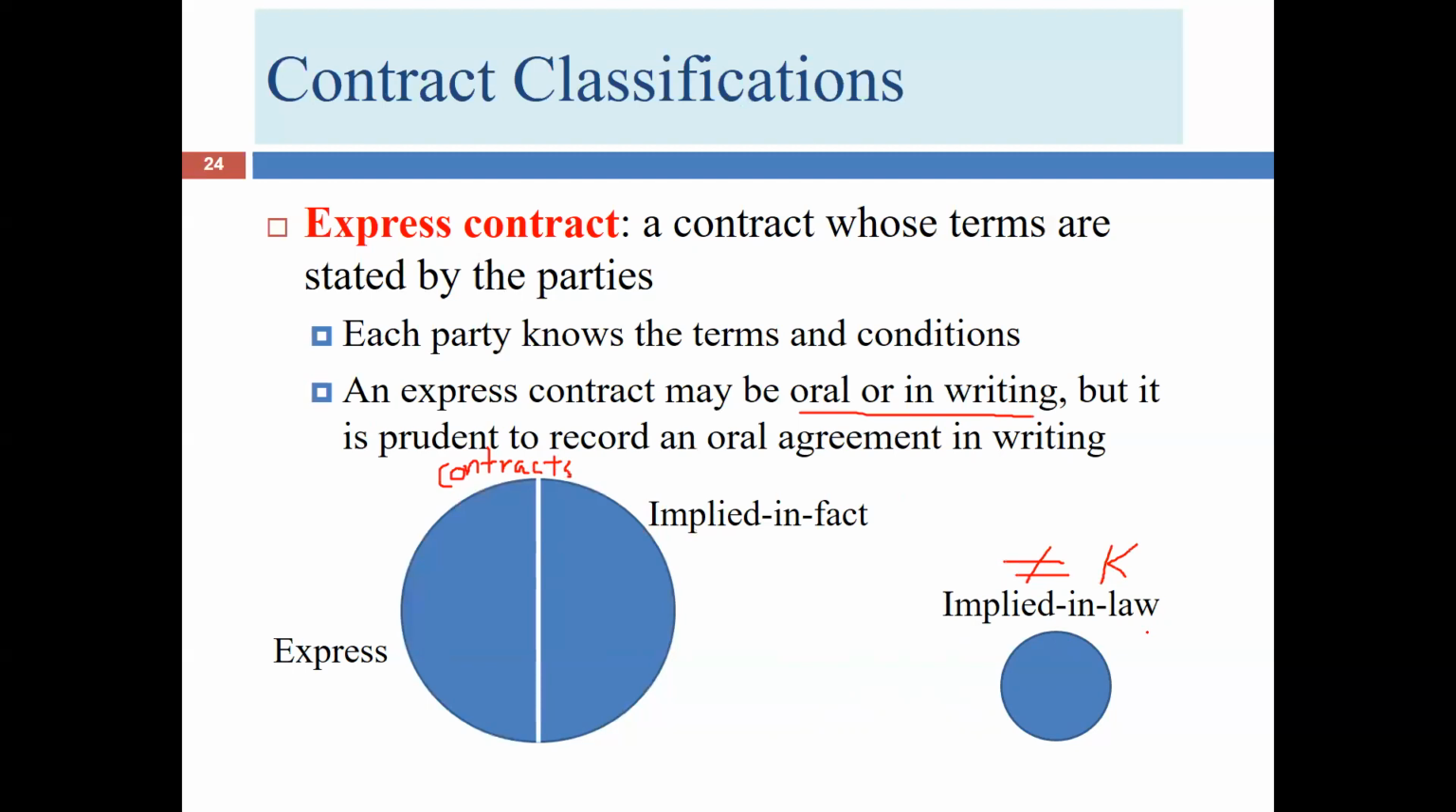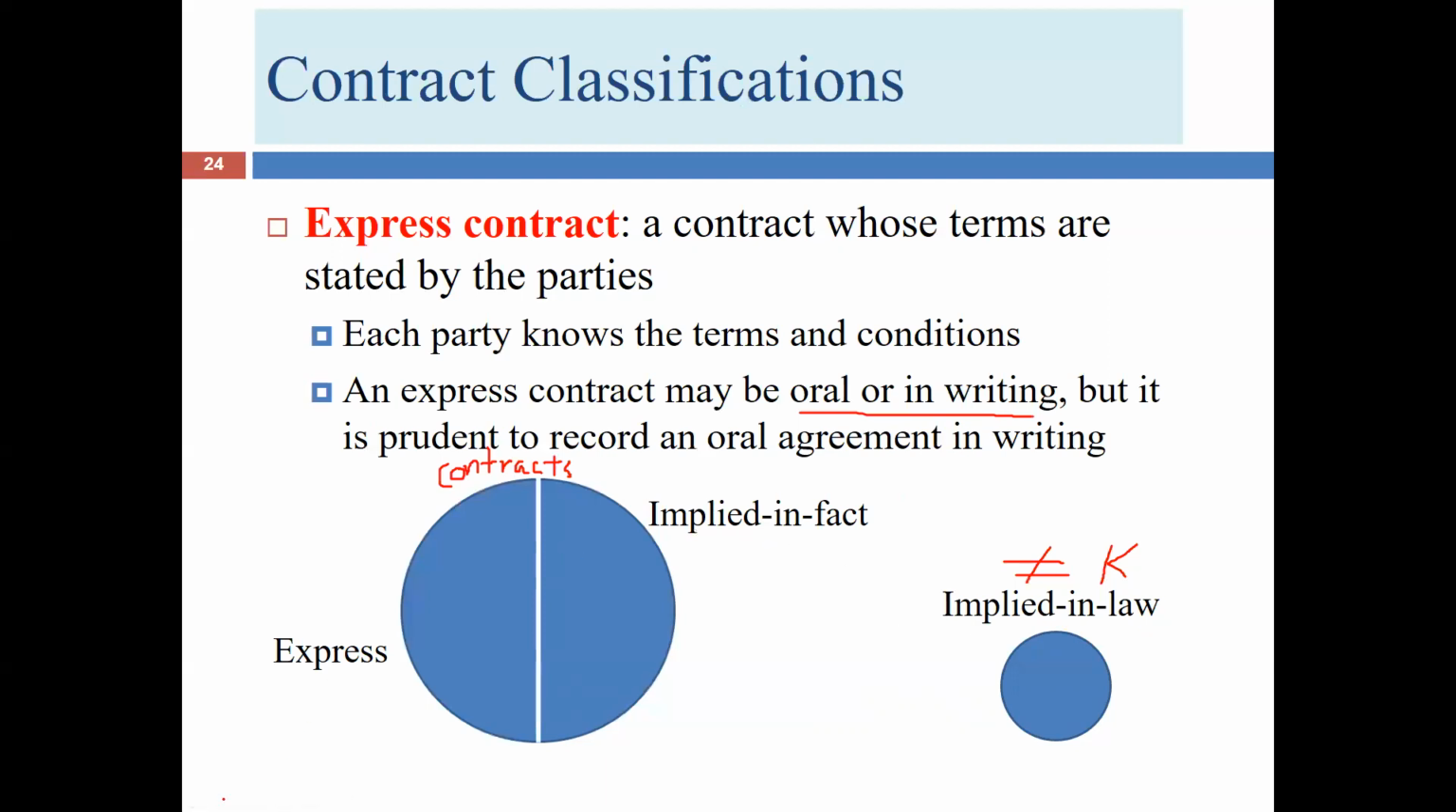It's like referring to the walking dead. Well, if you're dead, you're not walking, and if you're walking, you're not dead, unless you're a zombie, right? So terms that mutually exclude the other, and that would be an example of implied in law. If it's implied in law, it's not a contract. If it's a contract, it's not implied in law.